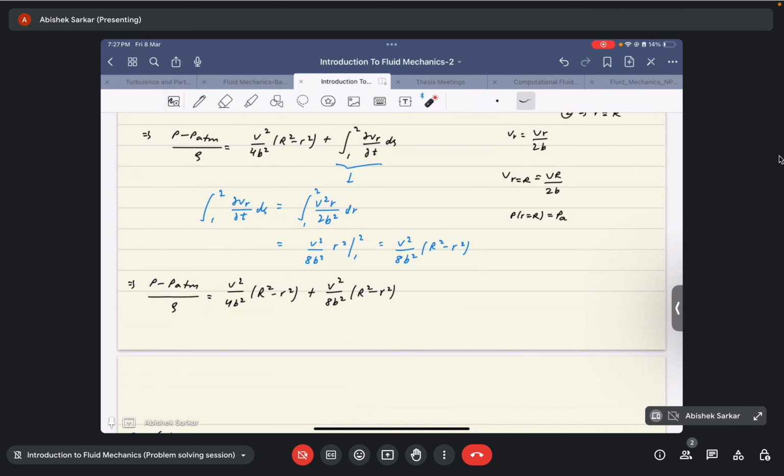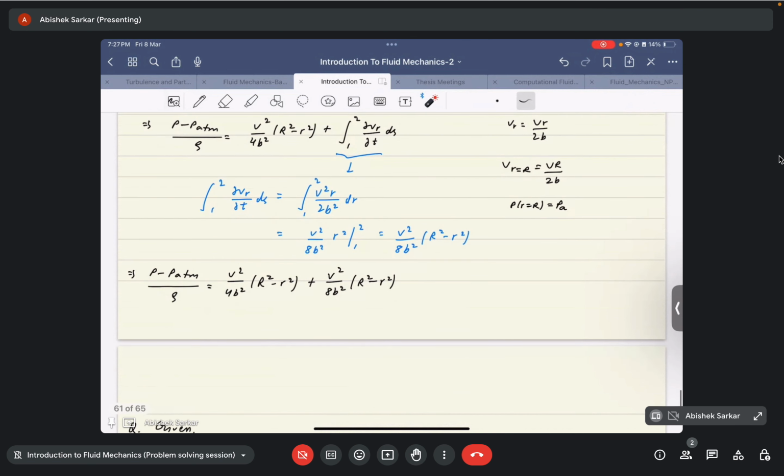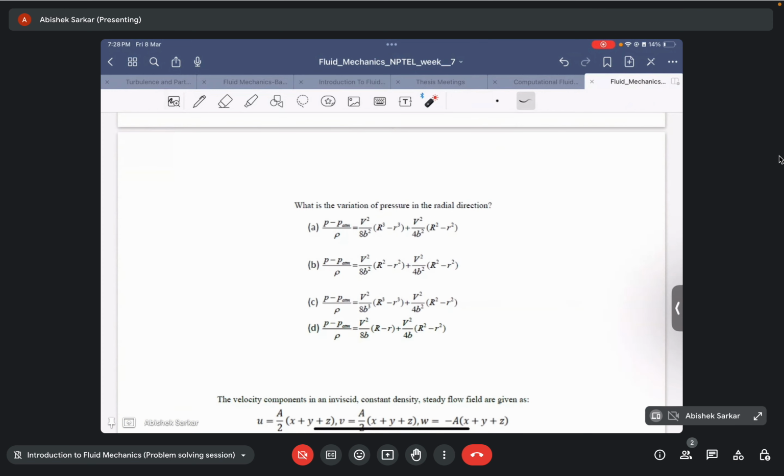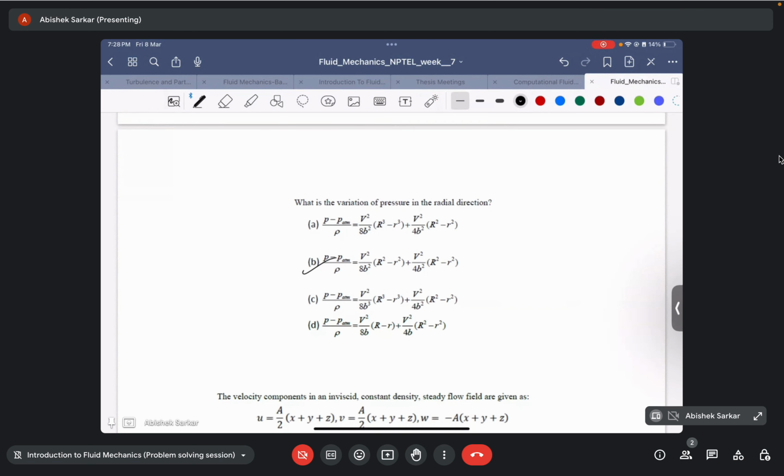So once we just club together all the terms, we get that (P minus P ATM) by rho is equal to V square by 4B square multiplied by (capital R square minus r square) plus V square by 8B square multiplied by (capital R square minus small r square). So this is the net pressure distribution that we need to obtain. So the correct option, if you look here, would be option number B. Okay, so that's the correct option.